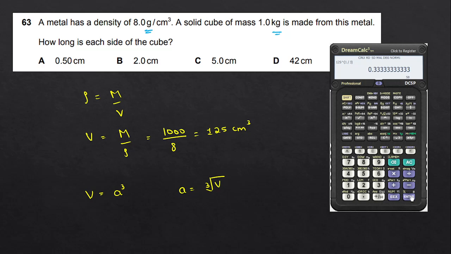Okay, so it is 5. So you know that 5 cube is 125, so it is the cube root of 125, and this will give us 5 centimeter. So the length of each side of the cube will be 5 centimeters. Correct answer is option C.